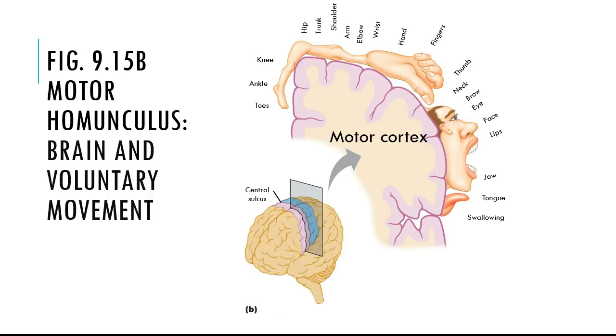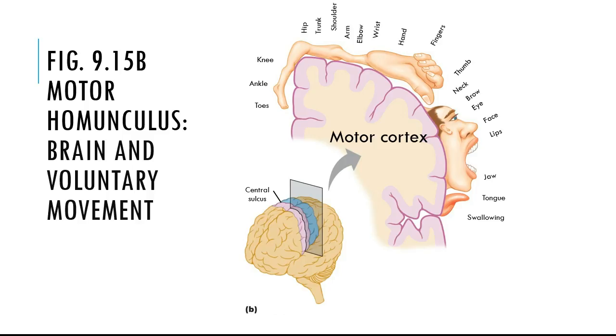You can control those, but not to nearly the precision that you could, say, your mouth and your hand, because we have more cells that coordinate motor activity of the mouth and the hand, for example. So this is referred to as a motor homunculus, because that's looking at the cells for motor control.